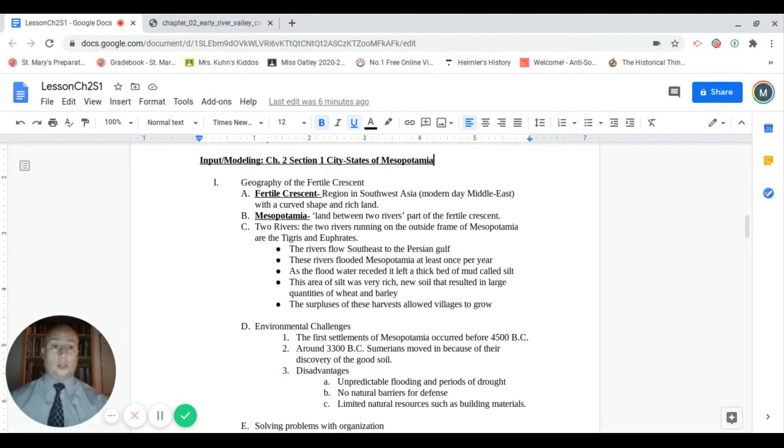Note that they are all along major rivers, and those rivers gave a lot of advantages to these early settlements. We'll talk about some of those advantages as we go throughout today's lesson and then the subsequent lessons throughout the chapter. We'll start off with a little bit of geography.